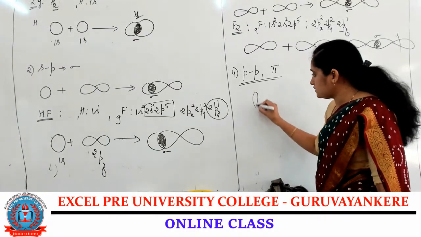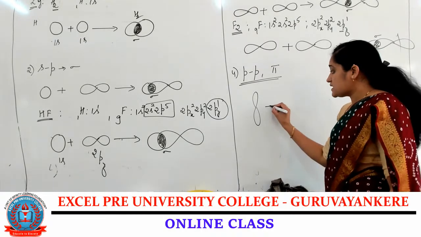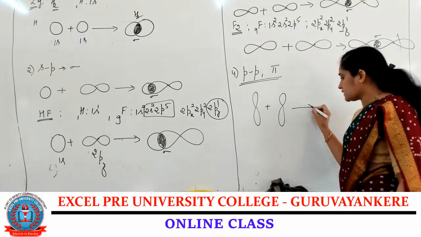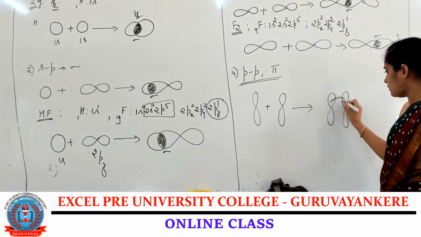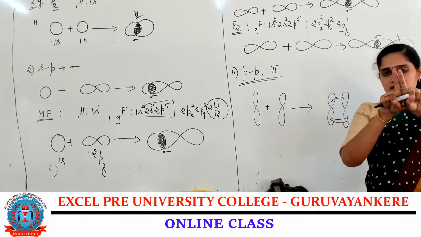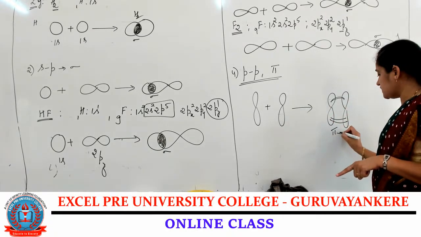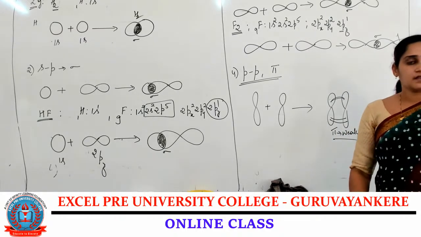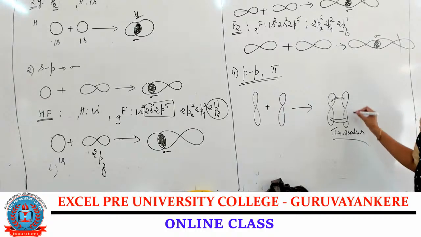During the formation of pp overlapping, for the formation of the pi bond, sideways overlapping takes place. One p orbital and another p orbital undergo sideways overlapping. Sideways overlapping will be like this. It's like the p orbital is present like this. It forms a sideways overlapping and it forms a pi bond. And this pi bond is a weaker bond because it is sideways overlapping.